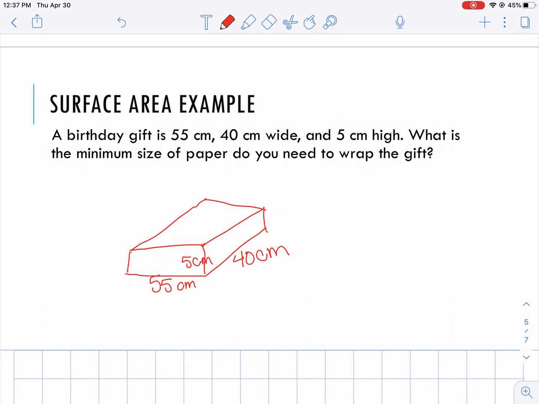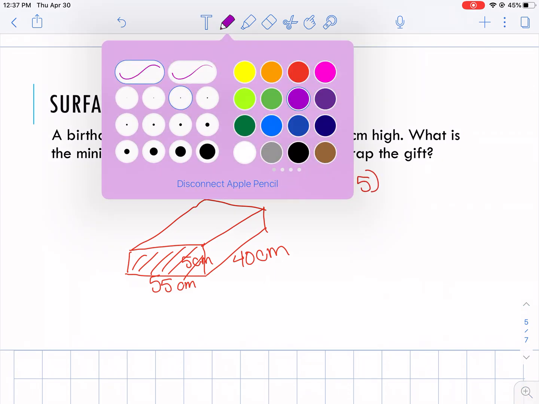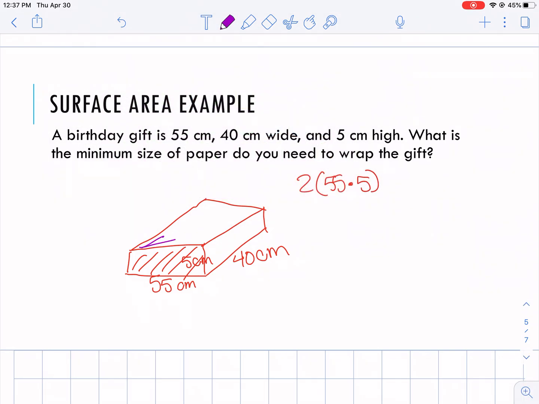So if you think about this, when you're wrapping a gift, right, you're not filling up the box, you're just wrapping the box in paper. So you're gonna find the surface area to see how much space it takes up. So if I think about this 55 and 5, I have 2 of those. And then I have this 55 right here and 40. I have one on the top and one on the bottom. So again, I have 2.